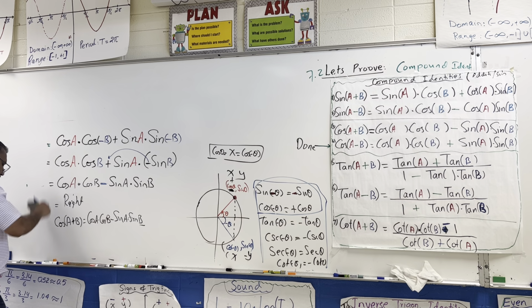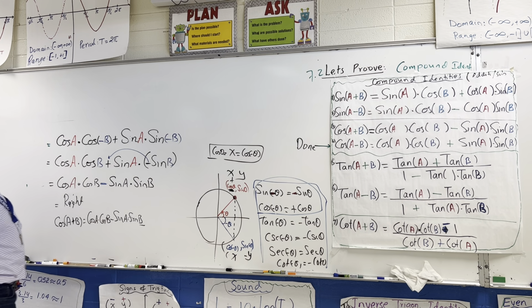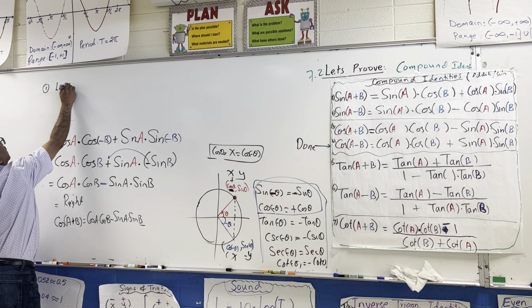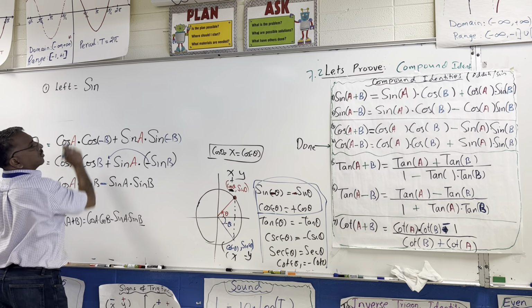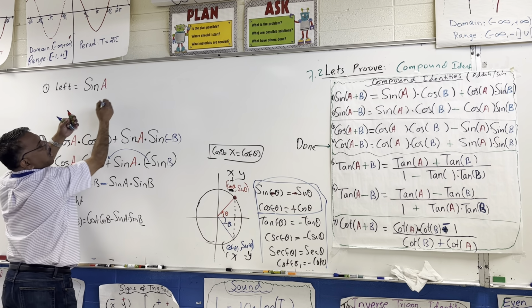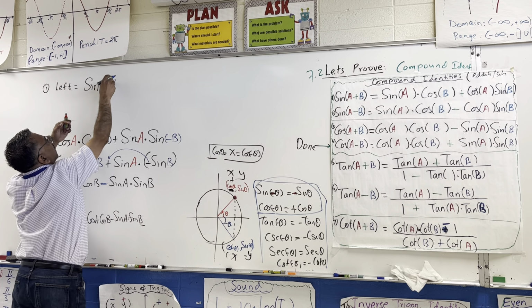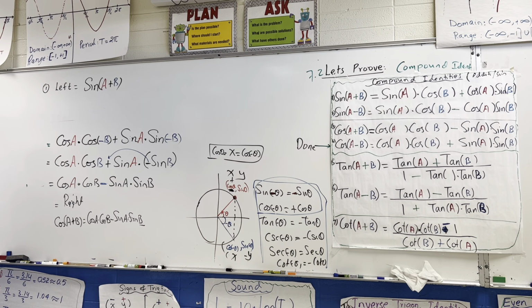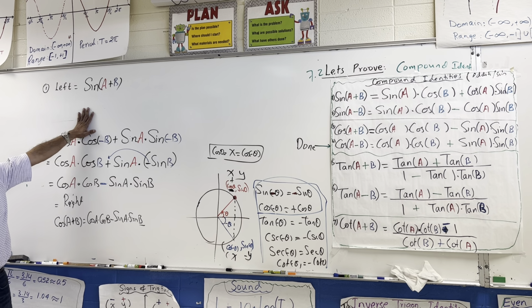Now the question is, the second one, let's prove the first one. Let's start with what? Left. And the left is sine of A plus B. Let's see why. I'll take a while. I'll wait for 30 seconds for everybody to get ready with that.